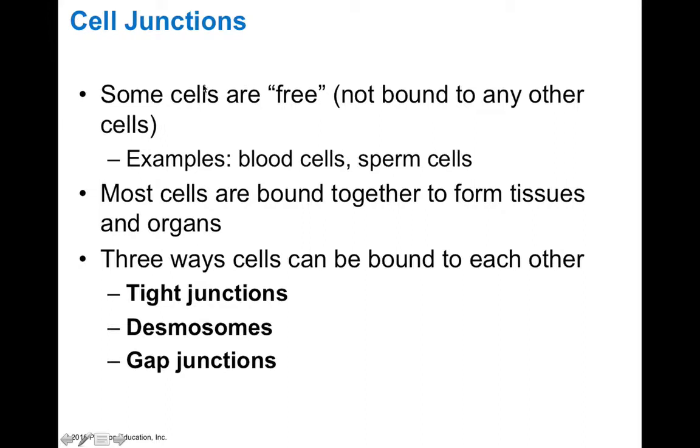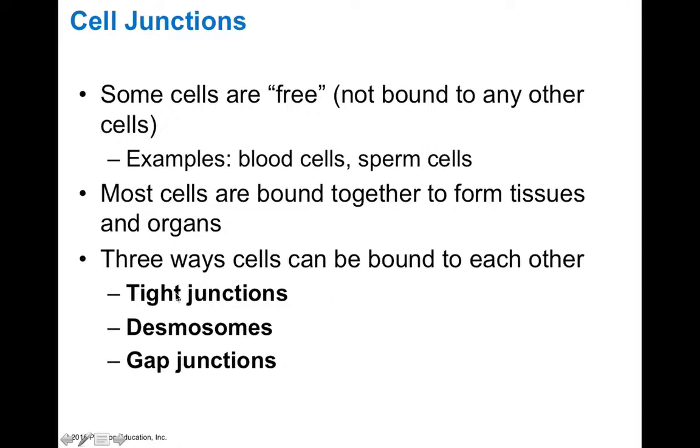Now, the cell junctions are basically just different types of proteins that hold cells together. Some cells in your body are free in the sense that they aren't bound to other cells. Examples of this would be like blood or sperm cells and some immune cells. They're not necessarily bound to other cells, so they freely float around the body. But most cells are bound together, especially the ones that form tissues and organs. The three ways that cells can be bound to each other are things like tight junctions, desmosomes, and gap junctions.